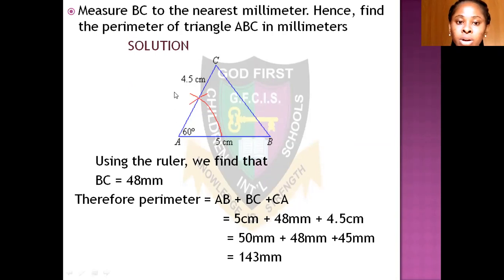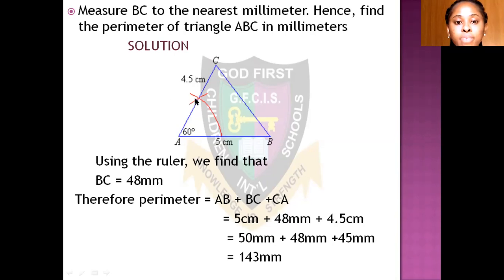Solution. We're given AC equals 4.5 centimeters, and also AB equals 5 centimeters. So we have to do some conversion. We convert 4.5 centimeters to millimeters, and we also convert 5 centimeters to millimeters, before we find BC. We have that 10 millimeters is equal to 1 centimeter, meaning 1 centimeter is equal to 10 millimeters.